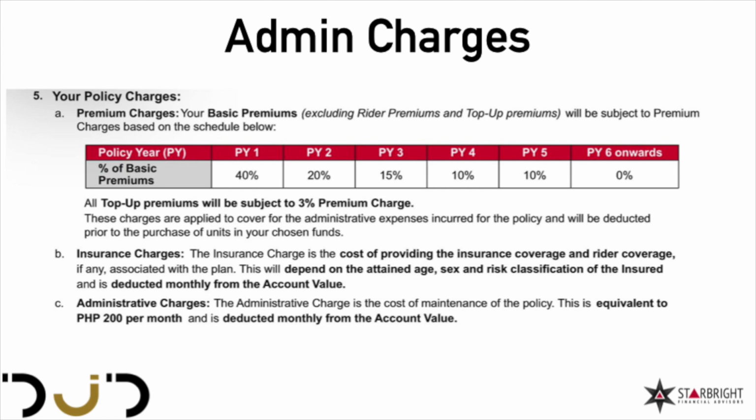The next charge will be the admin charges. So again, if you can see that in letter C, administrative charges is the cost of maintenance of the policy. So this is equivalent to 200 pesos per month and is deducted monthly from the account value. So meaning, the bigger yung premium mo, mas sulit ka dito kasi pareho lang siya eh, no? So kung mas malaki yung premium mo in your policy, isang policy lang yun, of course, you're paying for the company, the operations of the company. They're charging 200 pesos per month doon.